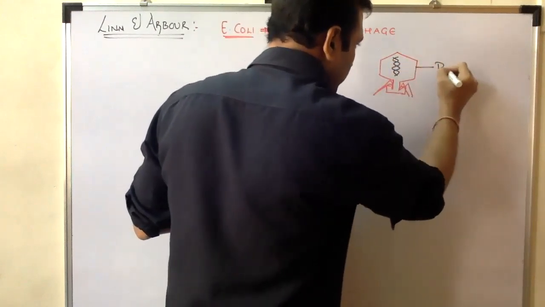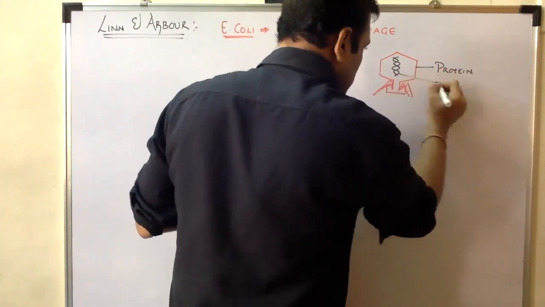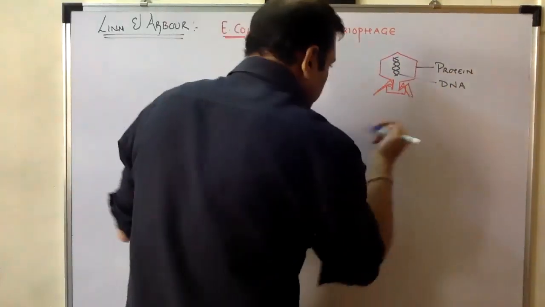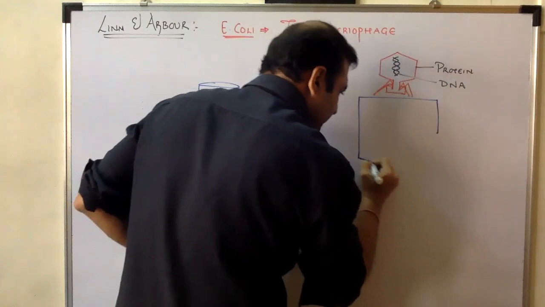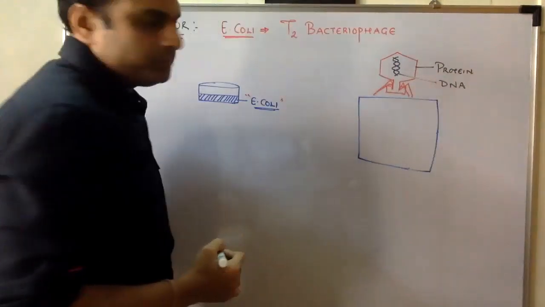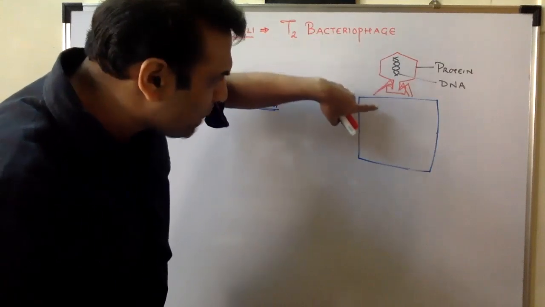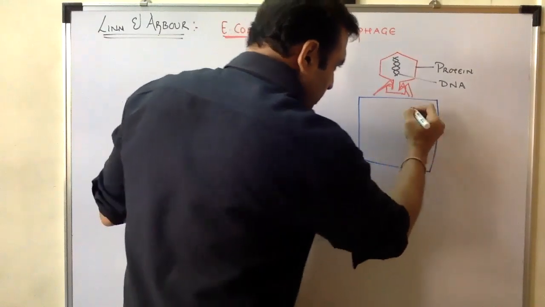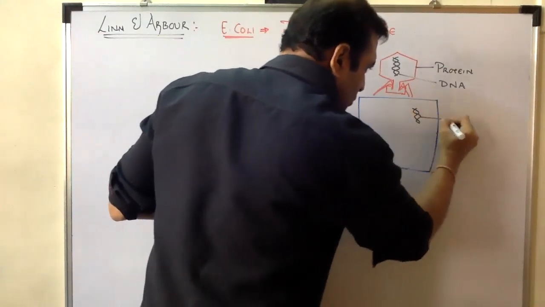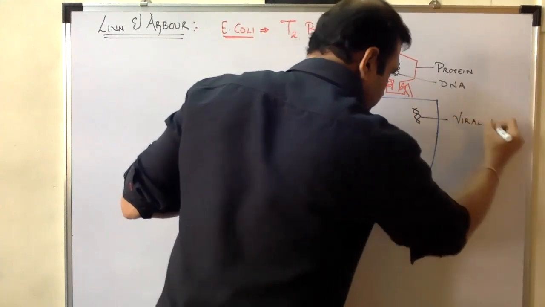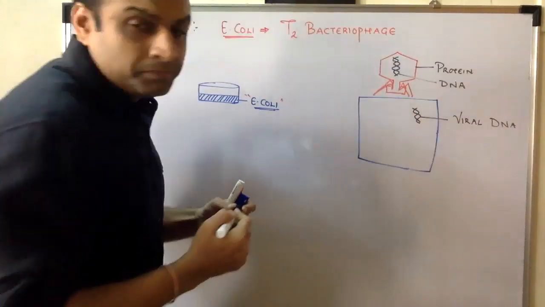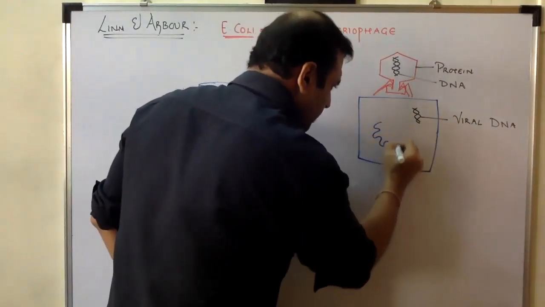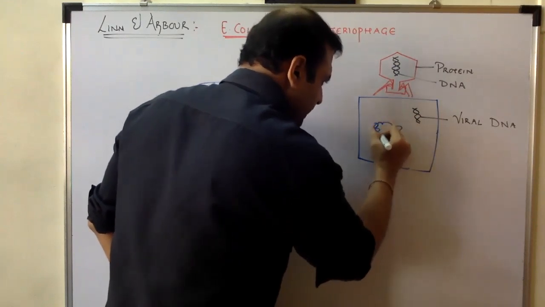सो दिस इज प्रोटीन एंड दिस इज डीएनए. ओके, नाउ ये बैक्टीरियल सेल है. ठीक है, बैक्टीरियोफाज बैक्टीरियल सेल को इन्फेक्ट करता है, अपना डीएनए अंदर इंजेक्ट करता है. तो दिस इज वायरल डीएनए. ओके, अब सुनिए ध्यान से. ये जो ब्लू वाला डीएनए मैं ड्रॉ कर रहा हूं ये बैक्टीरिया का डीएनए है.